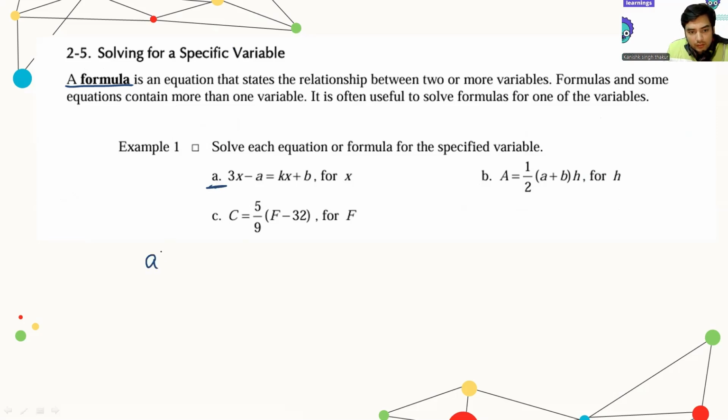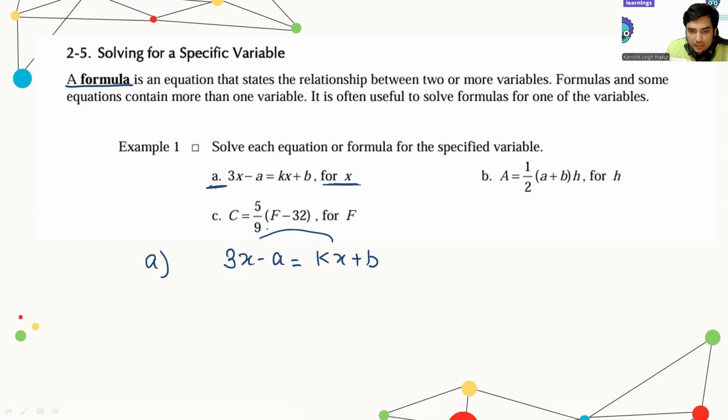A part. Okay, I see the A part. 3x take away a is equal to kx plus b. So now they are saying solve for x, right? So this formula is dependent on x, right? So what I'll do, I'll keep x on one side and all other variables on the other side. Whatever I get, that would be my answer.